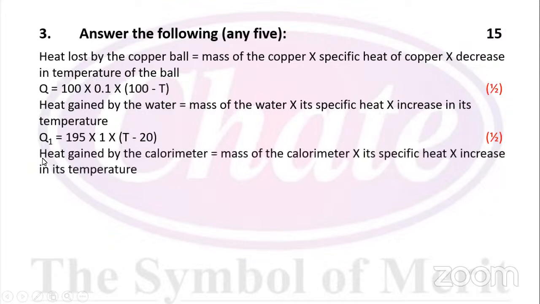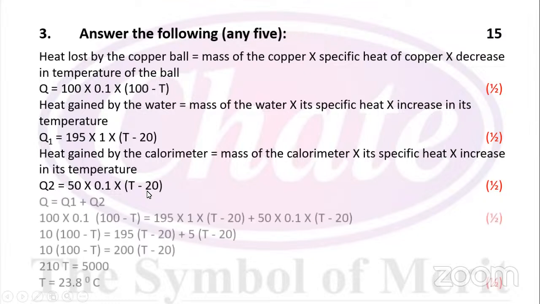Then next, the heat gained by the calorimeter. This can again be calculated by mc delta T, where m is the mass of the calorimeter, c is the specific heat, and delta T is the increase in temperature. So Q2 is equal to 50, the mass of the calorimeter, times 0.1, the specific heat, times T minus 20, the increase in temperature. Again, the temperature of the calorimeter is supposed to increase at the end of this experiment.